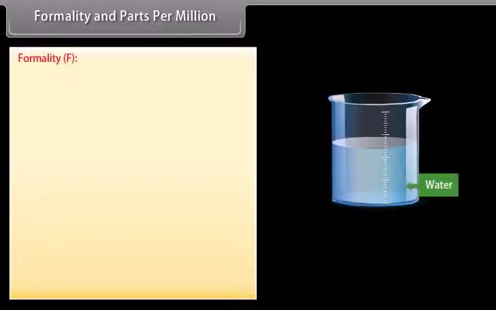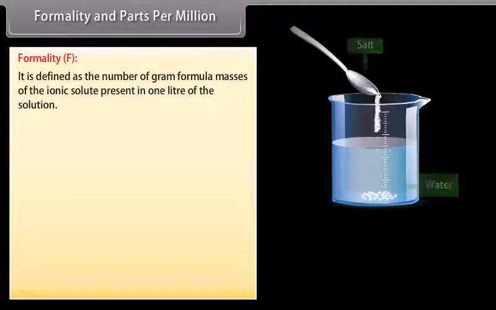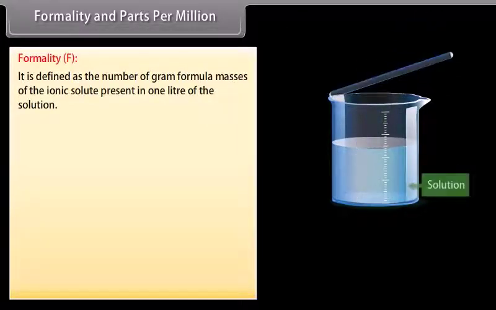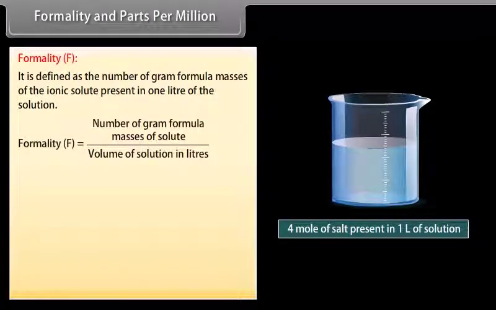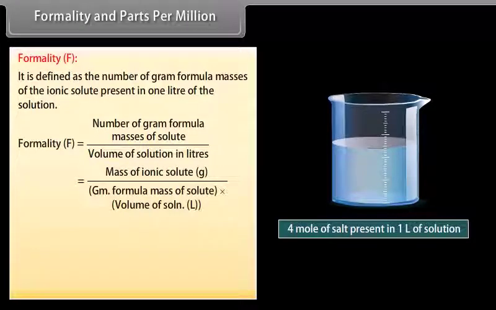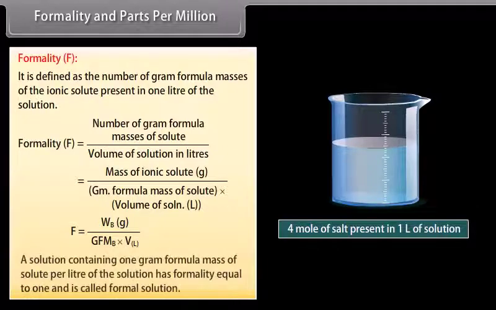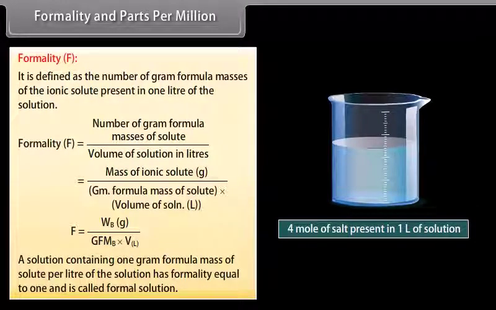Formality and parts per million. Formality is defined as the number of gram formula masses of the ionic solute present in 1 liter of the solution. It is represented by F. Mathematically, formality F is equal to Wb in grams divided by the product of gram formula mass of B and volume of solution in liter. A solution containing 1 gram formula mass of solute per liter of the solution has formality equal to 1 and is called a formal solution.